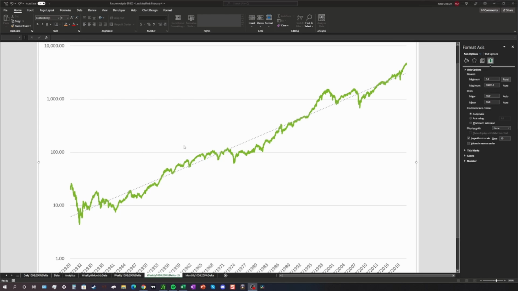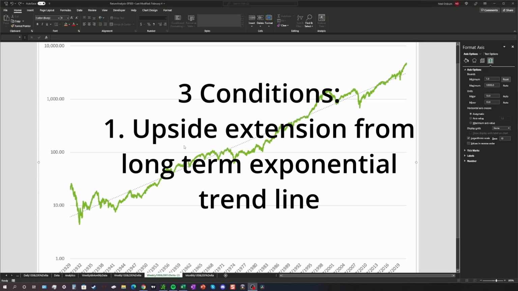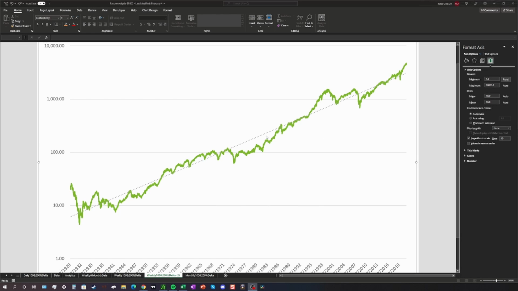Okay, and the first thing that we want to look at is our relationship of the current marketplace to this line that we have going up right here. This is a dotted line, and what this line represents is the long-term exponential trend line. This green line that you see waving all over the place as it goes up is the S&P 500 return or price over a given period of time.